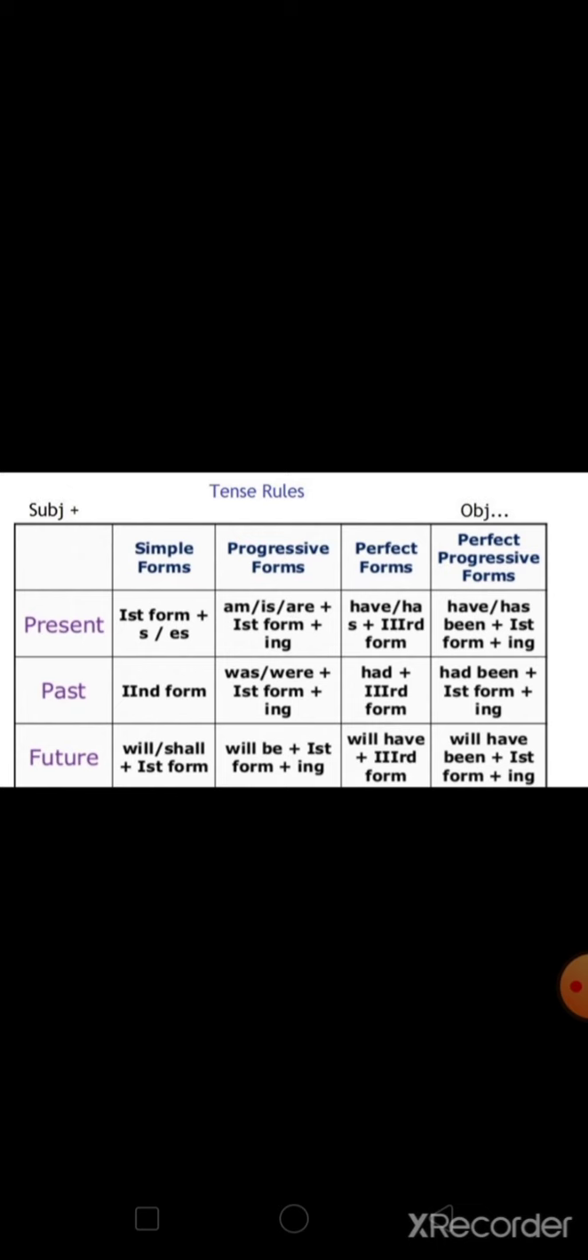In tenses, there are some basic rules. First of all, we have three parts: present tense, past tense, and future tense, right? And in these tenses, we have four forms: simple, progressive, perfect, and perfect progressive. So let's start with the present simple form. In this video, we will continue with the present forms and we will continue with the other forms in further videos, right? So let's move further.